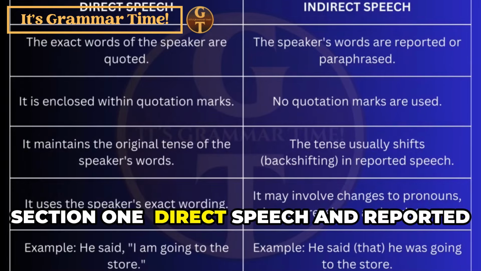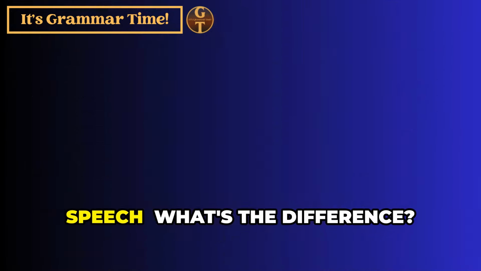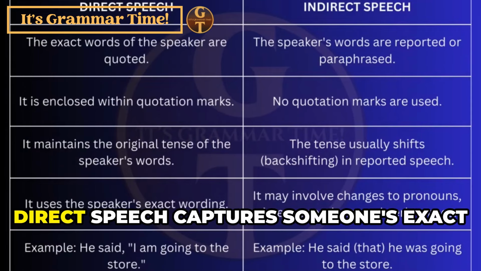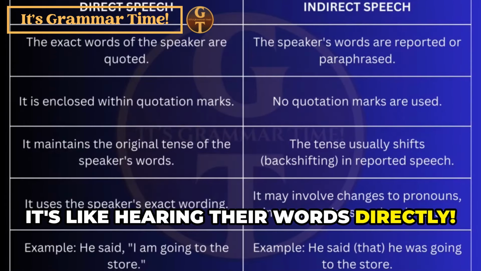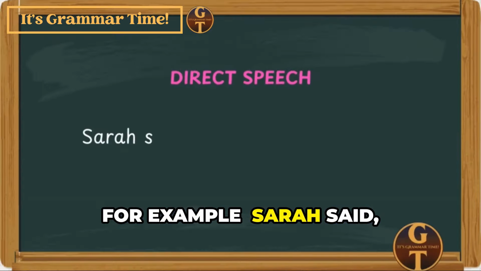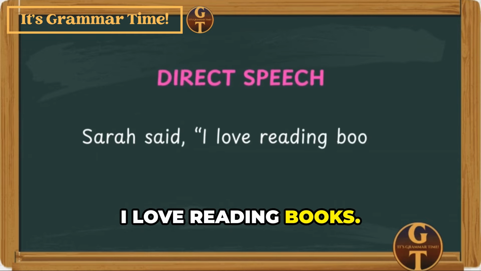Section 1. Direct speech and reported speech. What's the difference? Direct speech captures someone's exact words with quotation marks. It's like hearing their words directly. For example, Sarah said, "I love reading books."